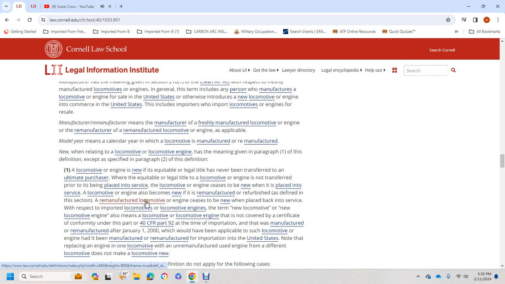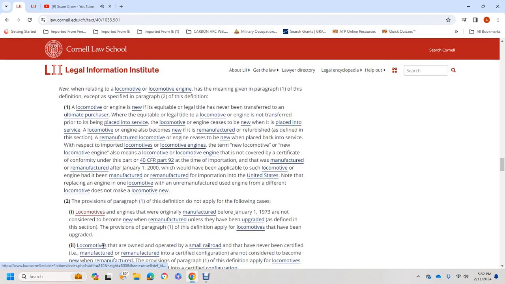Refurbish is defined in the section on remanufactured locomotives. The engine ceases to be new when placed back in service. With respect to imported locomotives or engines, the term new locomotive engine also means a locomotive or locomotive engine not covered by a certificate of conformity under this part or 40 CFR Part 92 at the time of importation that has been manufactured or remanufactured after January 1st, 2000, and to which such standards would have applied had it been manufactured or remanufactured for importation in the United States. Replacing an engine in a remanufactured locomotive, or placing the engine in a different locomotive, does not make a locomotive new.